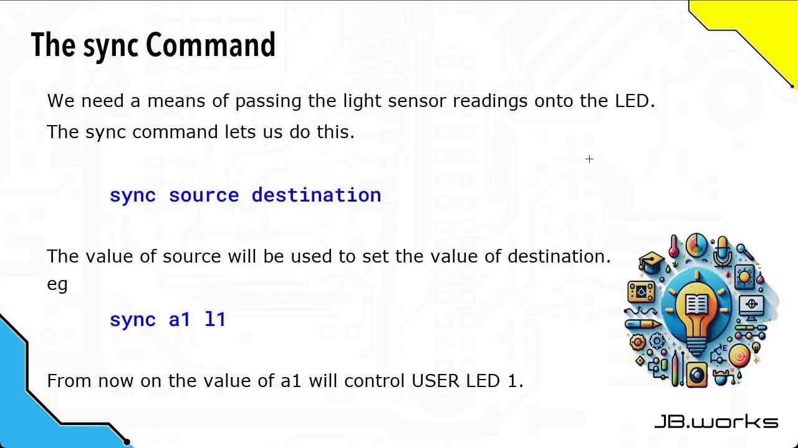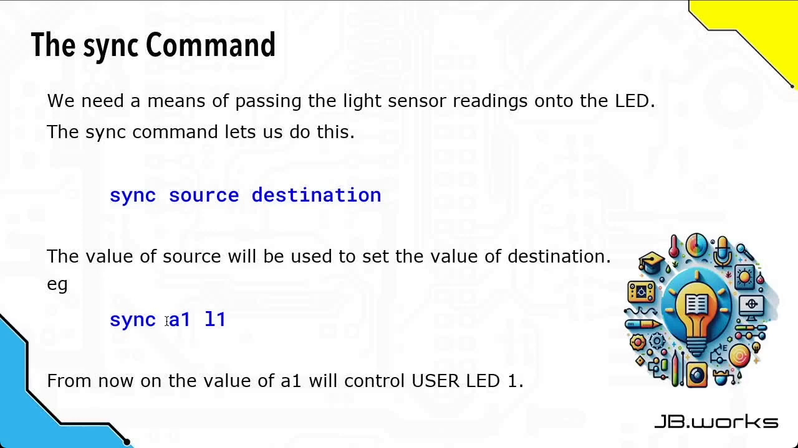So far, we've got the ability to control the brightness of user LED number 1, and we know that we can get the light readings from channel 34. The next thing we need is a way of joining those two together, and that's where the sync command comes in, which basically means synchronization. It has a source and a destination, and when you run it, the value of the source will automatically control the value of the destination.